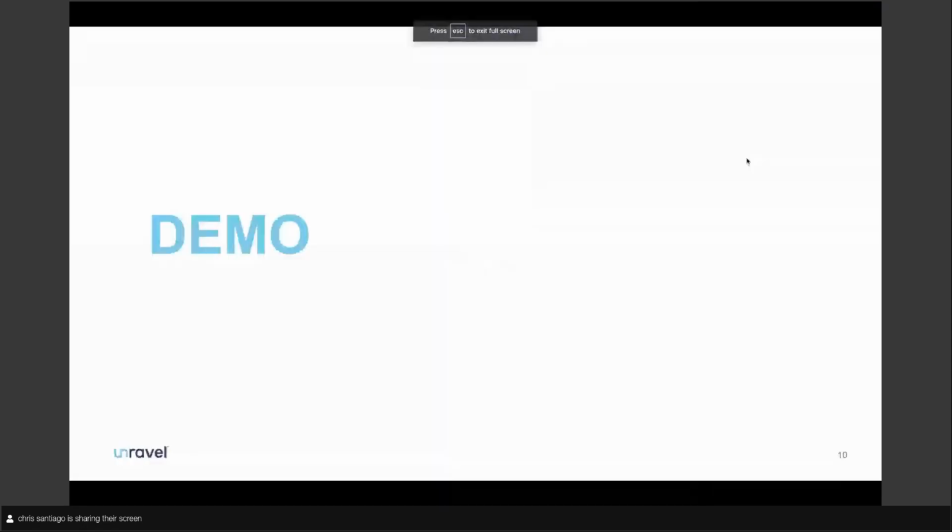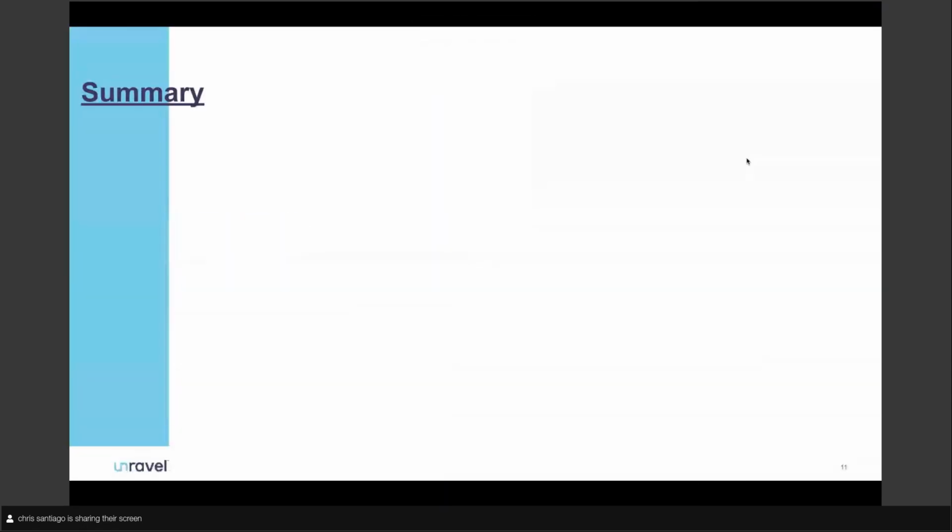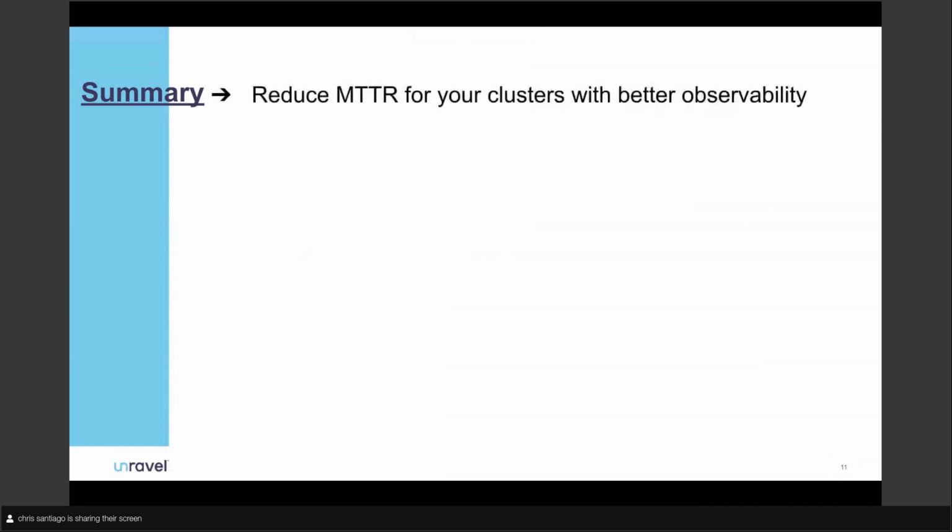Just real quickly, from a summary standpoint, everything we've gone through, both from my slides and from my demo, is really about reducing the mean time to resolution for your clusters with better observability, with a tool like Unravel. If we can really speed up the process of understanding where the bottlenecks are in our jobs and where most of the spend is going, that's going to be very good for you to make the best informed business decisions for your EMR clusters.